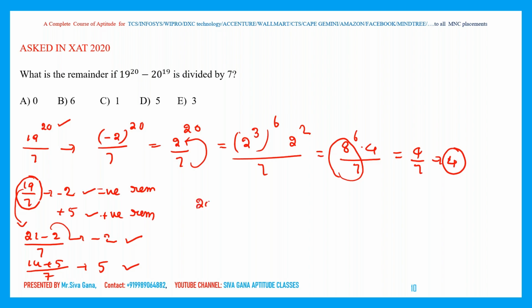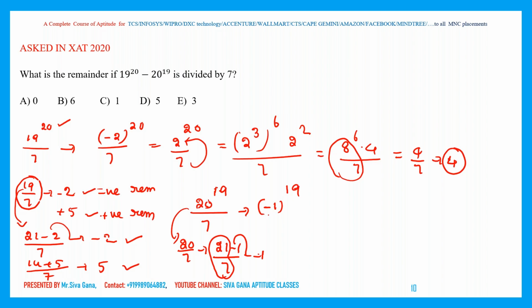Now 20 power 19 divided by 7, we will see. 20 is close to 21, since 7 3s are 21, so minus 1 is the negative remainder, which is better. I am writing 20 by 7 as 21 minus 1 by 7. 21 by 7, the remainder is 0. The remaining is minus 1. That is the negative remainder. Minus 1, minus 1, 19 times divided by 7, which is nothing but minus 1 by 7. Right? Overall, the remainder is minus 1.